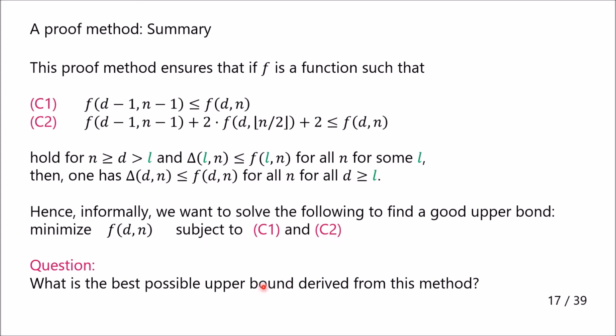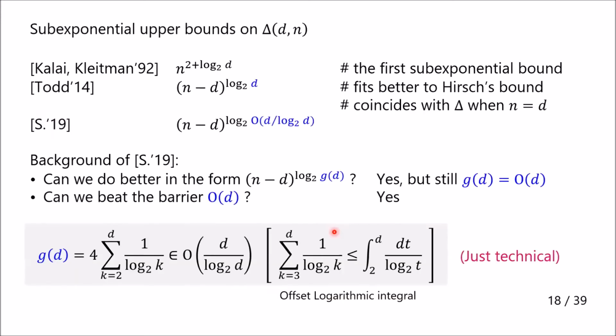So this is the proof method. Then it will be natural to ask what is the best possible upper bound derived from this method. As I mentioned before, the proof method is motivated by the analysis by Todd in 2015. He proved such an upper bound. So this is the first improvement of the Kalai-Kleitman bound.